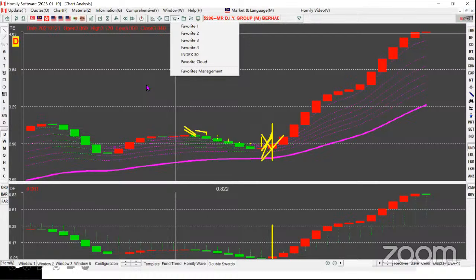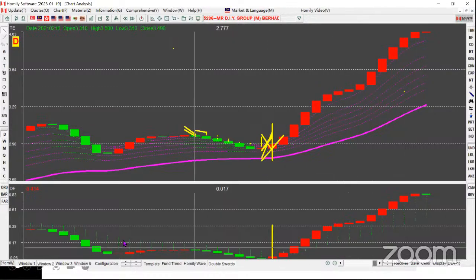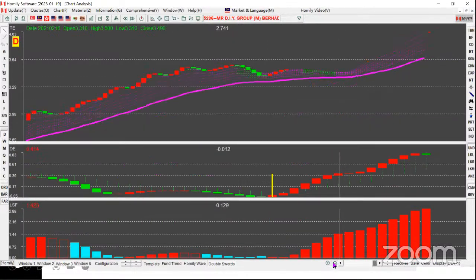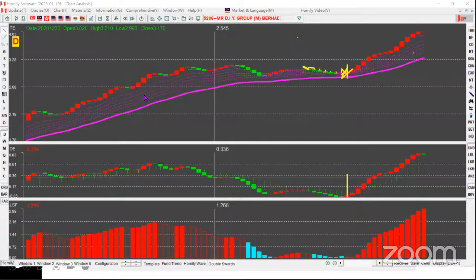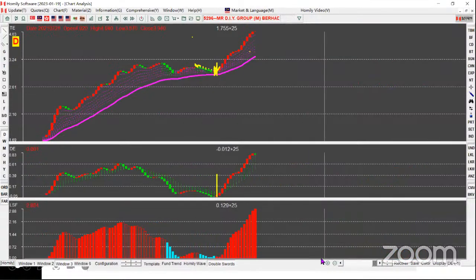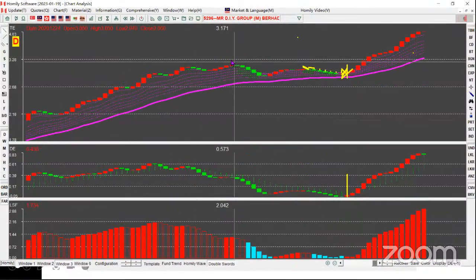How about the TE, DE? If T is red, D is red, but LSF is blue, this is not a sell point. Sometimes we'll have something strange, when this one is too red, maybe the one below is blue, but I think it does not appear often.